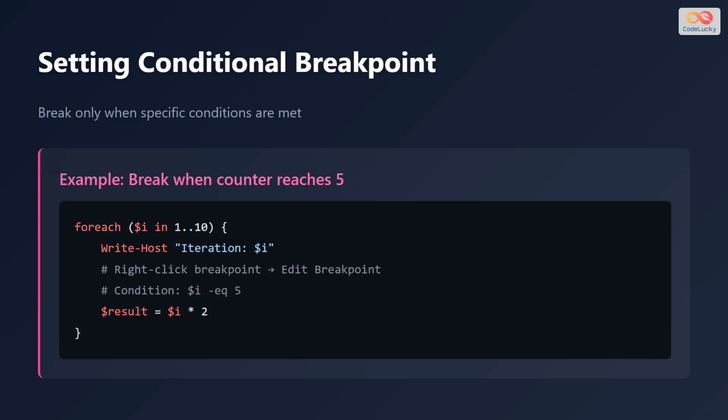Conditional breakpoints are incredibly useful when you want to pause execution only under specific circumstances. In this example, you have a loop that iterates from 1 to 10. Instead of stopping at every iteration, you can set a conditional breakpoint that only triggers when the counter variable $i equals 5. To create a conditional breakpoint, right-click on an existing breakpoint and select Edit Breakpoint, then enter your condition, such as $i -eq 5. This means the debugger will only pause when that specific condition is true, saving you time by skipping irrelevant iterations. Conditional breakpoints are essential for debugging complex loops and scenarios with many iterations.